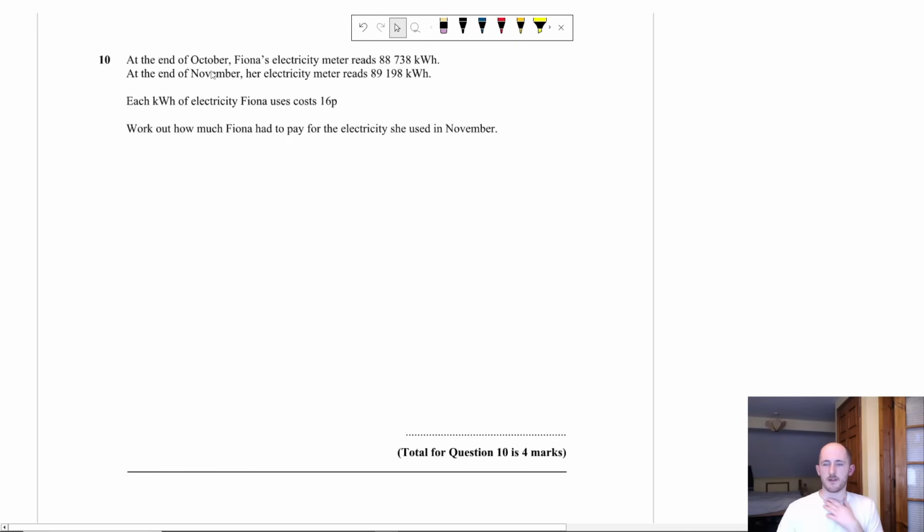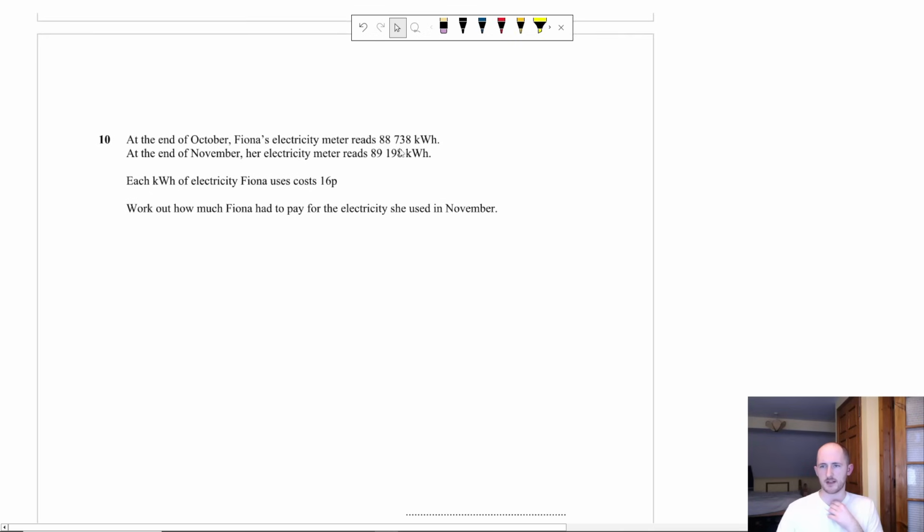At the end of October, Fiona's electricity meter reads 88,738 kilowatt hours. At the end of November, her electricity meter reads 89,198. Each kilowatt hour of electricity uses 16p. Work out how much Fiona had to pay for the electricity bill she used in November.